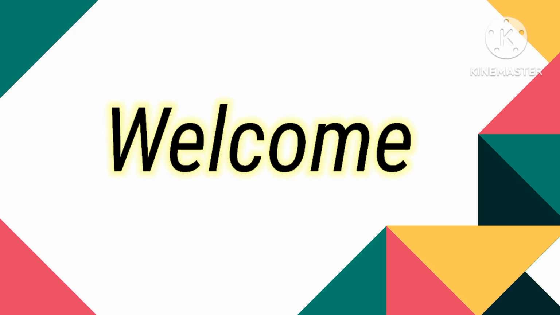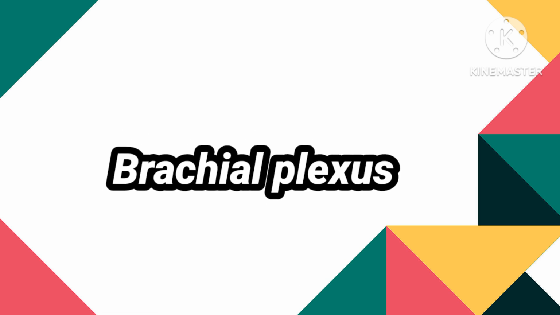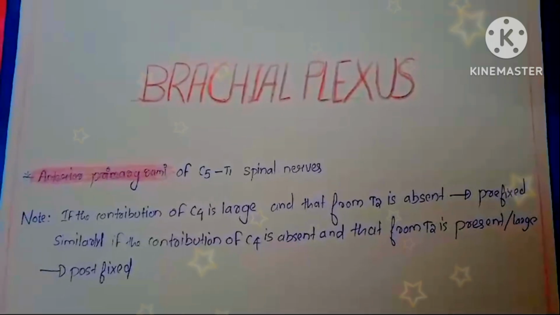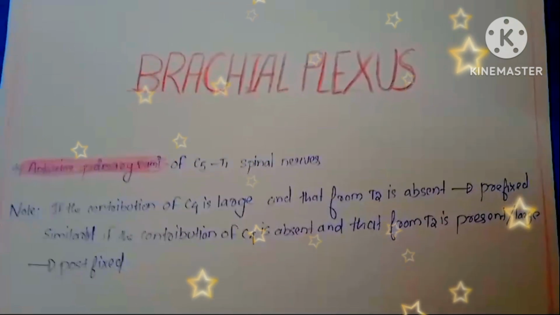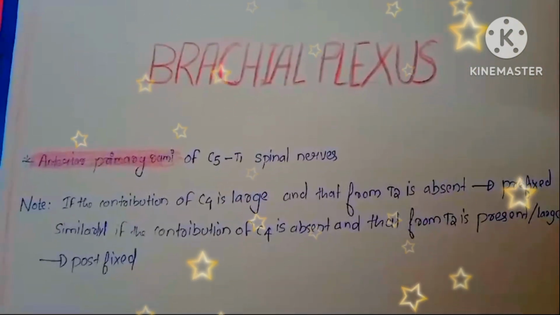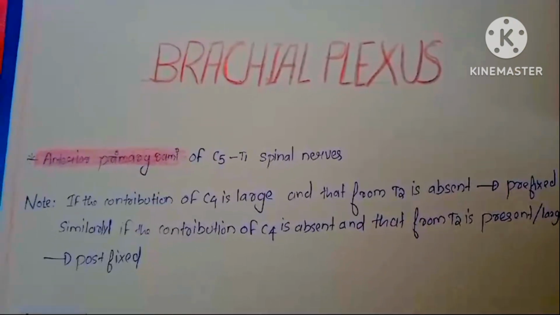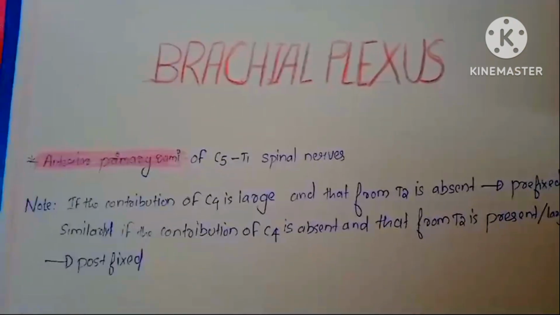Today we are going to learn about brachial plexus, one of the important topics in anatomy first year in BPT. Brachial plexus. What do you mean by brachial plexus? It is the anterior primary rami of C5 to T1 spinal nerves. First of all, we have to understand what is anterior primary rami.